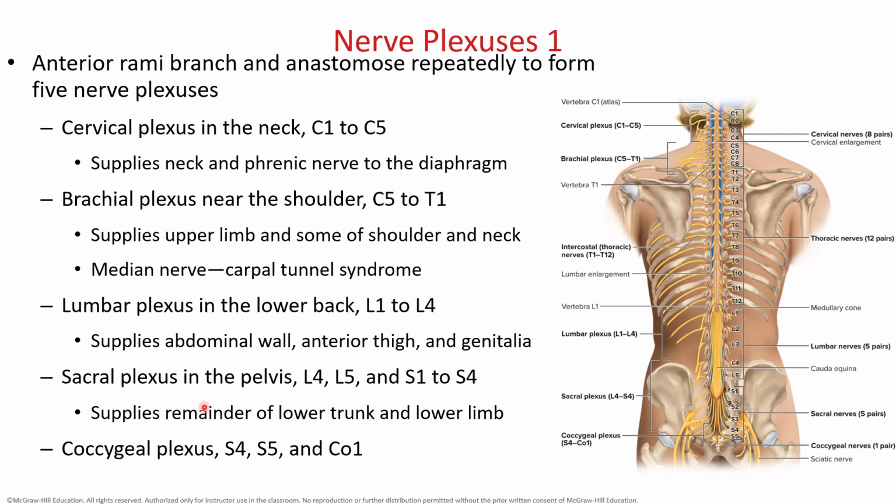Then we have the sacral plexus in the pelvis, which is going to consist of L4, L5, S1, and S4. So it's going to supply the remainder of the lower trunk and lower limb. Again, that is your sacral plexus. You can see it right here.